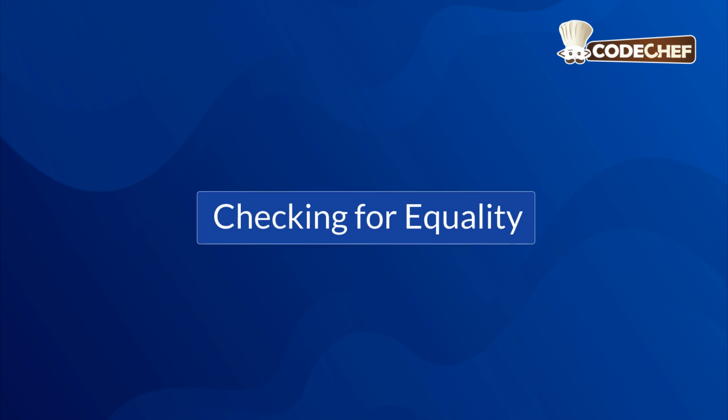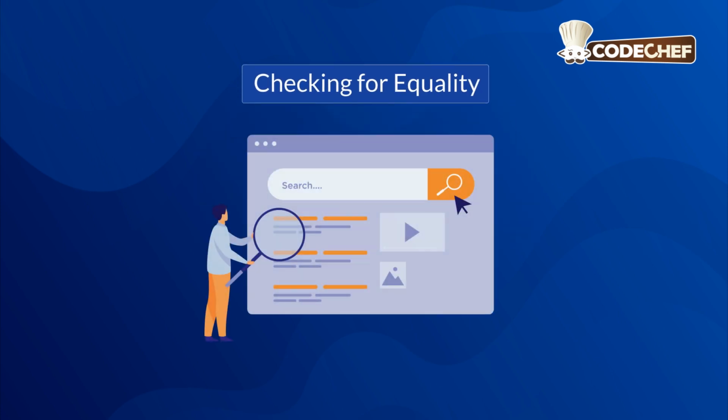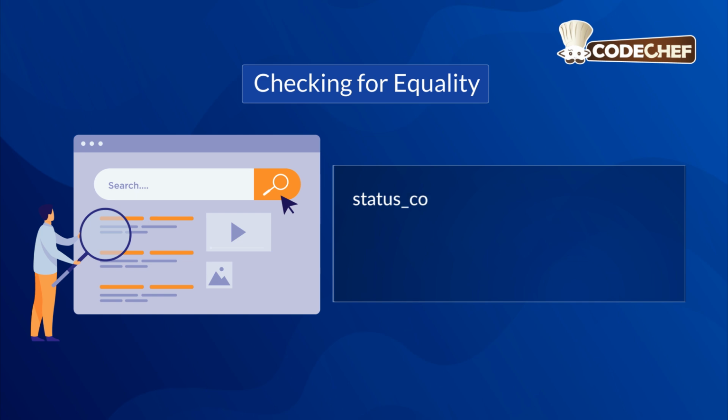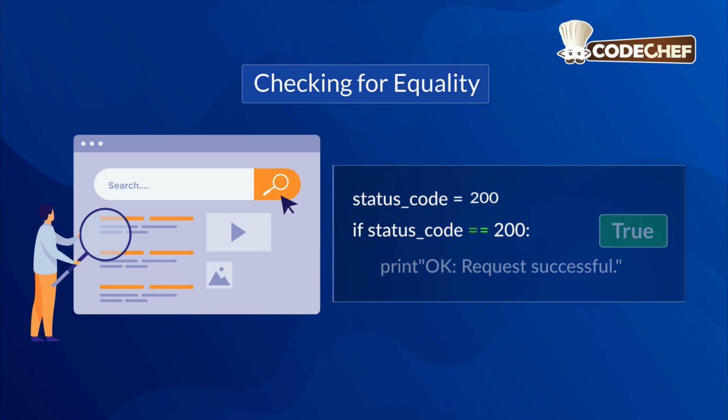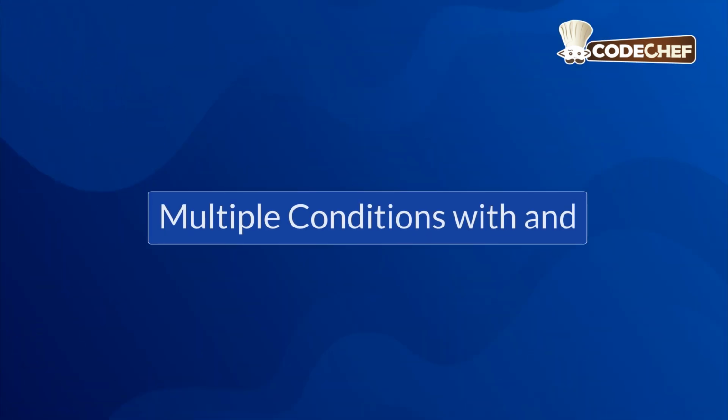In programming, you often need to check for an exact match. In web development, a status code of 200 means success. We use the double equals, ==, to check if the status code is exactly 200. Its opposite, not equal, written as !=, lets us check if the status is anything other than success, helping us handle errors.